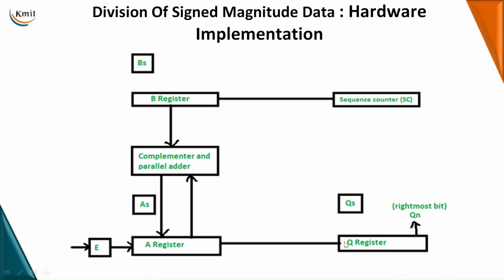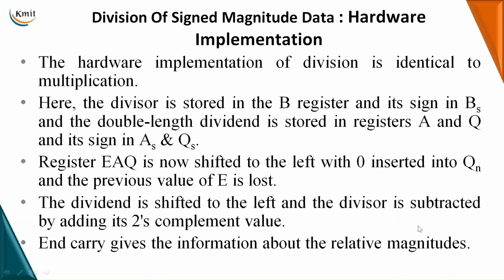The sequence counter is initialized to a value equal to the number of bits of your divisor. After the division operation is performed, finally the quotient will be stored in the Q register and the remainder will be stored in the A register. Qn represents the rightmost bit of the content of register Q. So this is the hardware implementation.